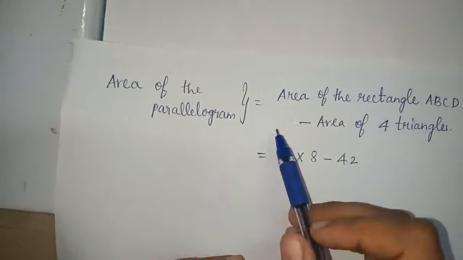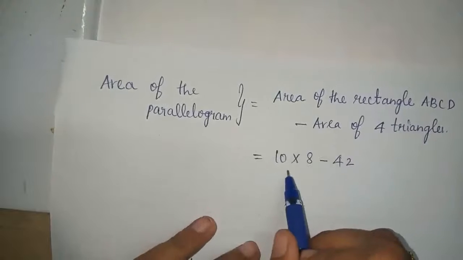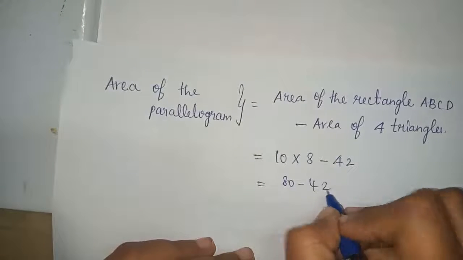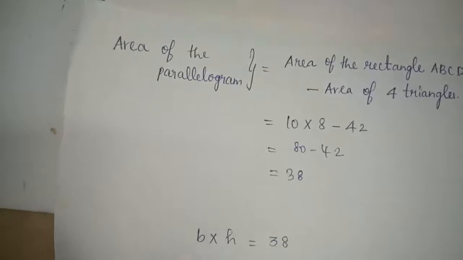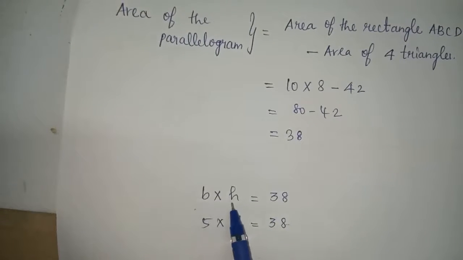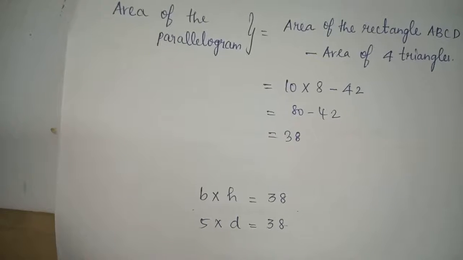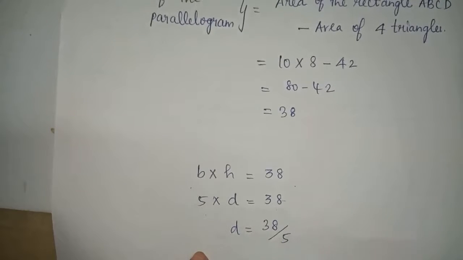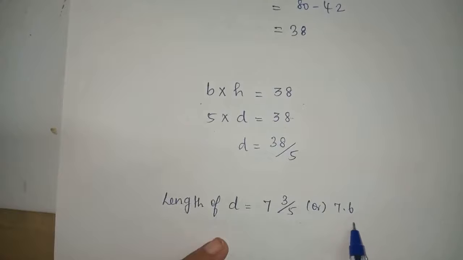Then area of the parallelogram is equal to area of a rectangle ABCD minus area of 4 triangles. So which is equal to 10 into 8 minus 42, which is equal to 80 minus 42. 80 minus 42 is 38. Therefore area of a parallelogram is 38. Then area of a parallelogram is base into height, which is equal to 38. Here we can see the base is 5 into D is equal to 38. So D is equal to 38 by 5, which is nothing but length of D is equal to 7 3 by 5 or 7.6. Now we find the length of D.